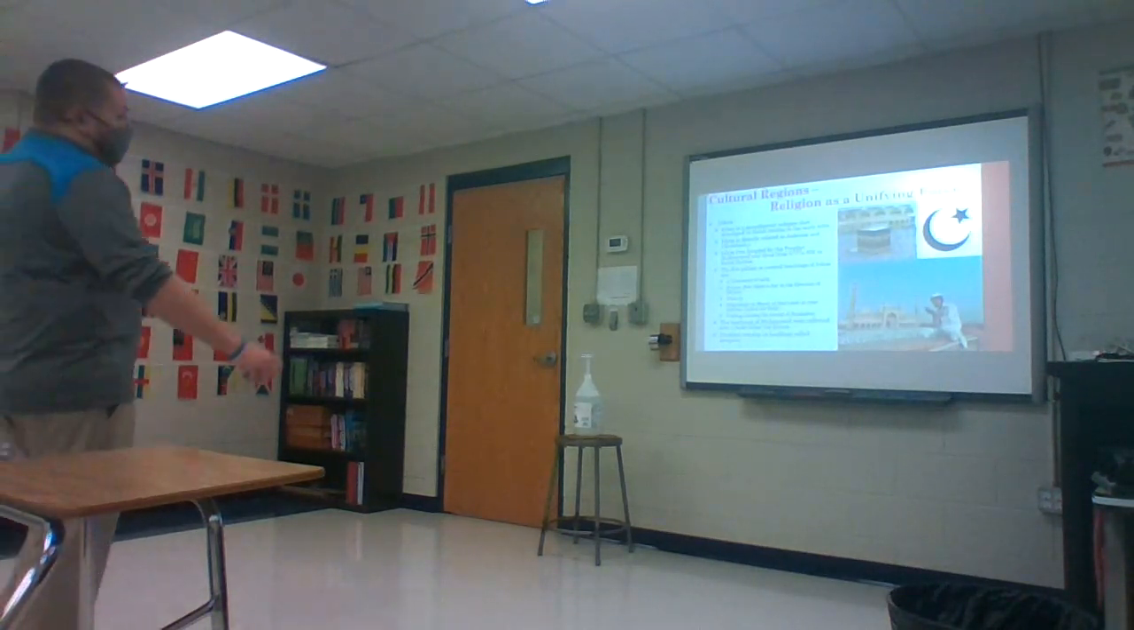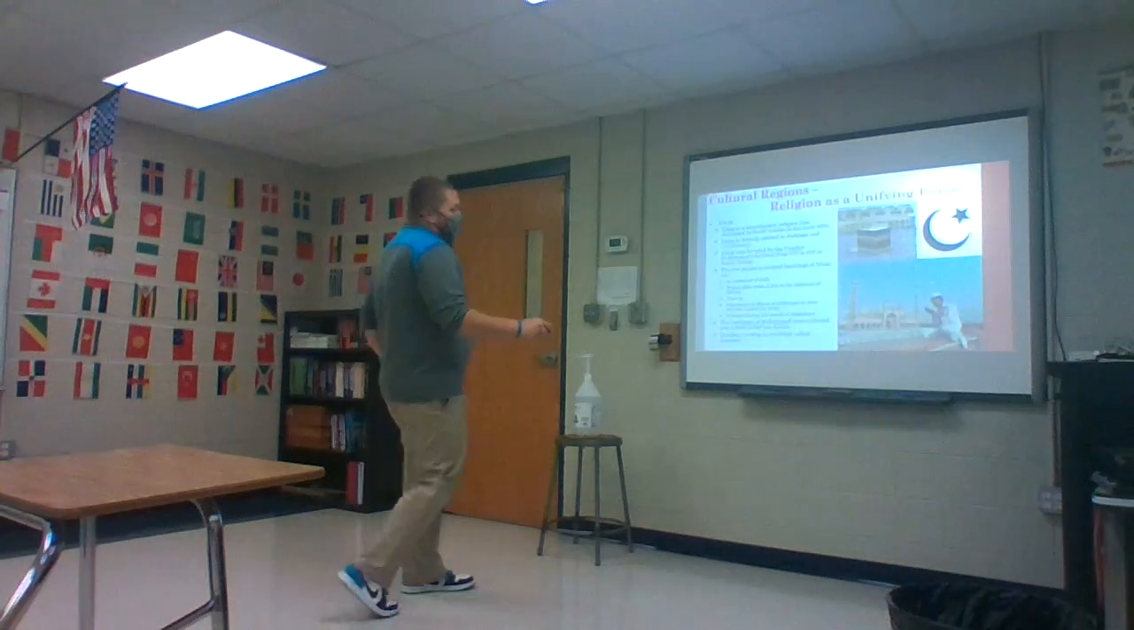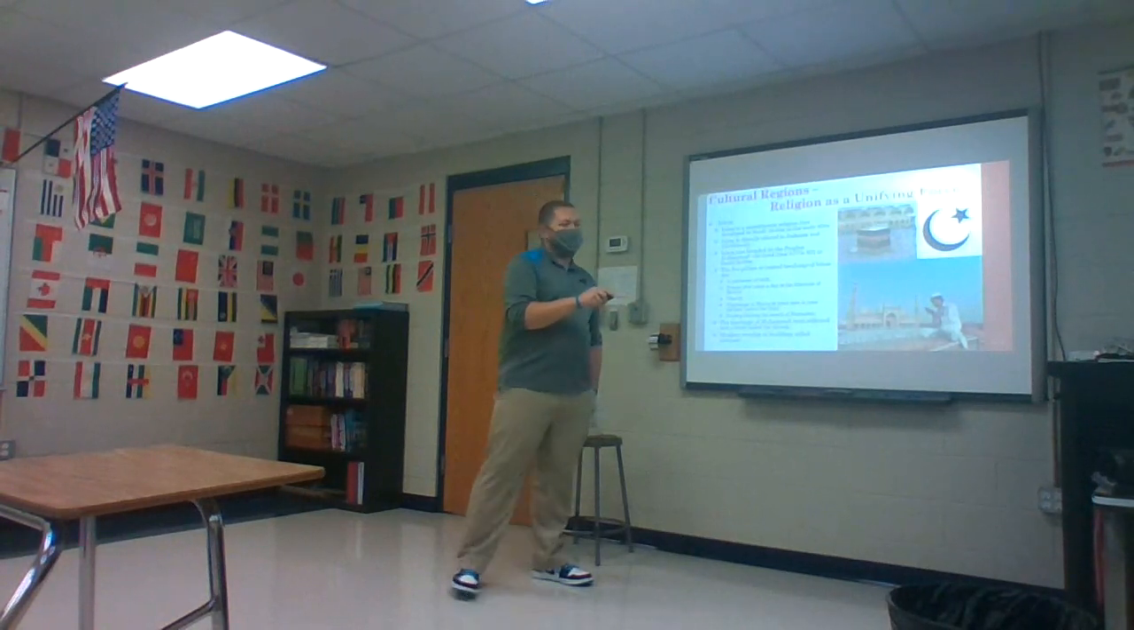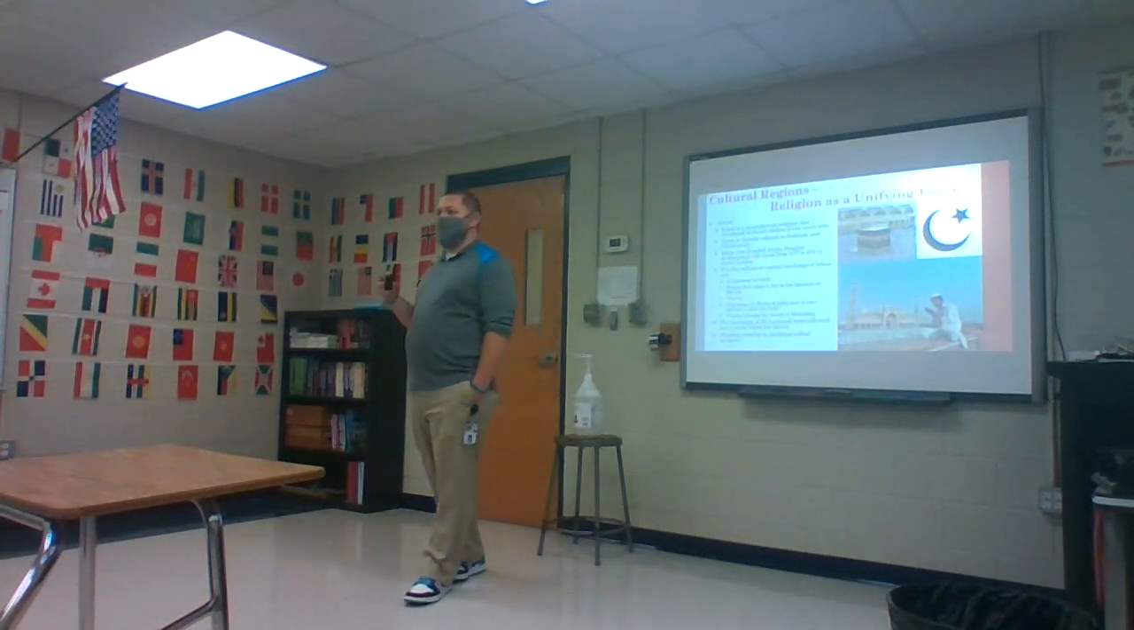And Muslims worship in buildings called mosques. Okay, this is a mosque. You can tell where they are by the minarets, these towers. This is the Kaaba, the holiest site in Islam. It's located in Saudi Arabia.